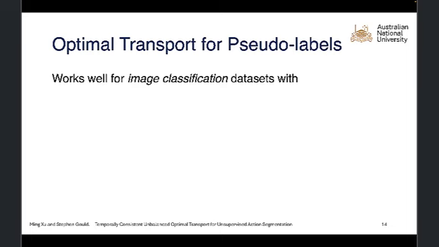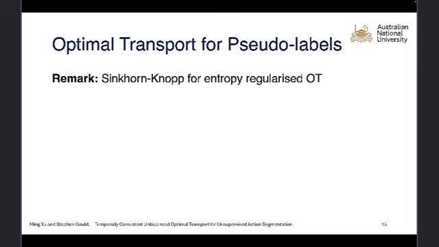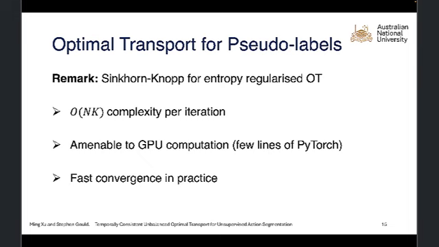Now, these approaches actually work very well for image classification datasets, where we have these unstructured image collections. And also, we have these balanced ground truth class annotations. So for example, ImageNet, CIFAR, there are some underlying ground truth annotations, and they are actually balanced across classes. Finally, we'll comment that optimal transport is actually very efficient. If we apply entropy regularization, we can use the Sinkhorn-Knopp algorithm, and it's easily implemented in PyTorch and very amenable to GPU computation, and it scales to really large datasets like ImageNet.